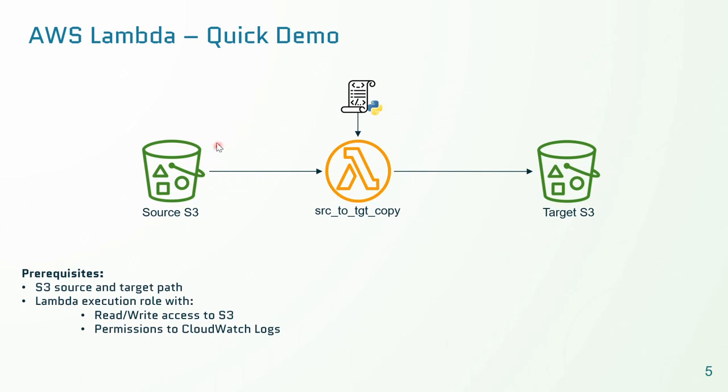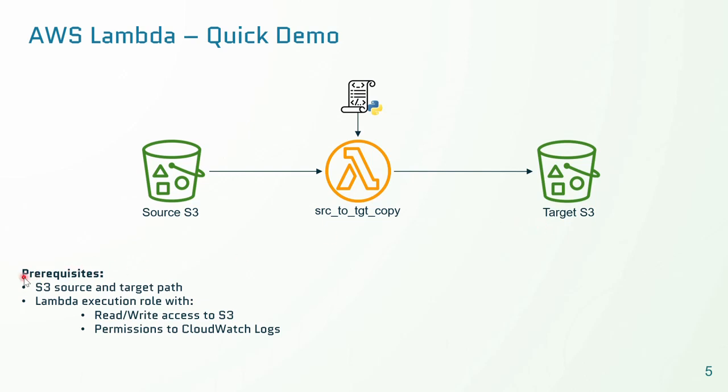So let's take a scenario where we have a source S3 bucket. As soon as the file lands in the source S3 bucket, we want to copy that file over to the target S3 path without doing any transformations and things like that. It's just a one-on-one copy.